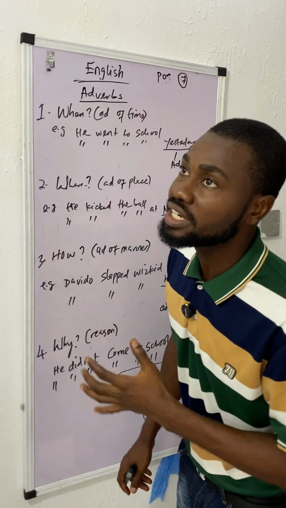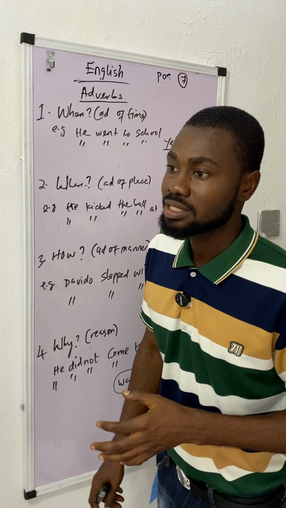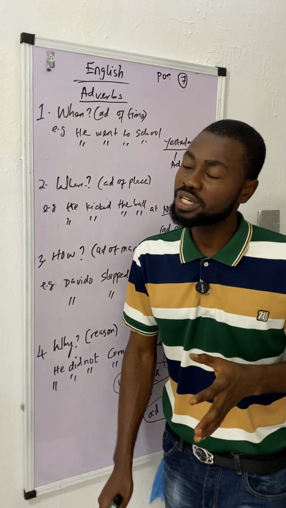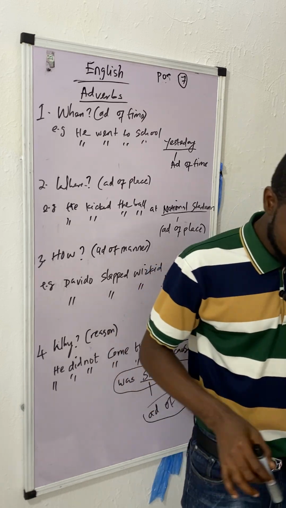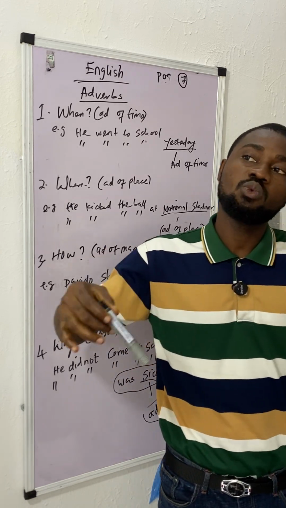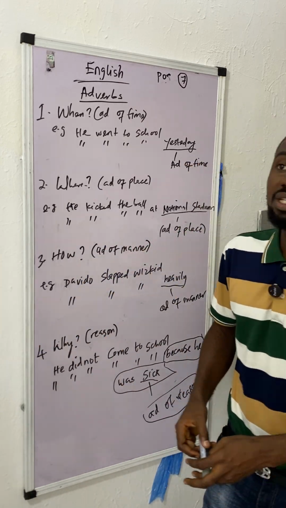Another example. She became pregnant so that she was able to deliver her baby. So what is the result?